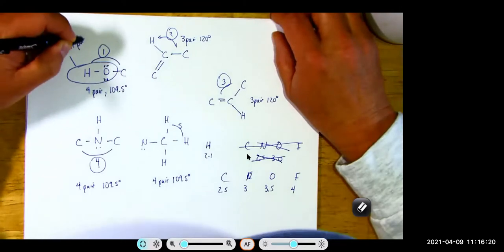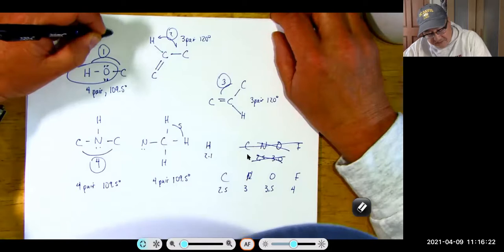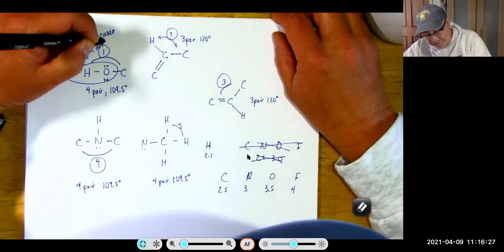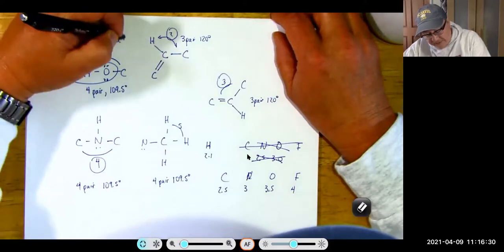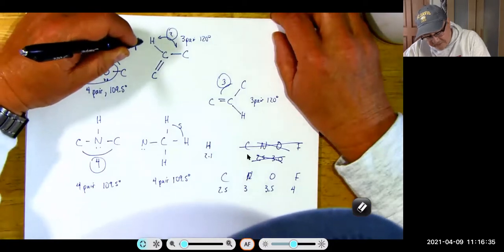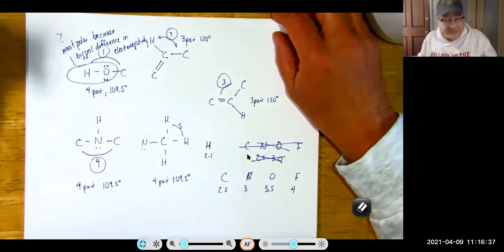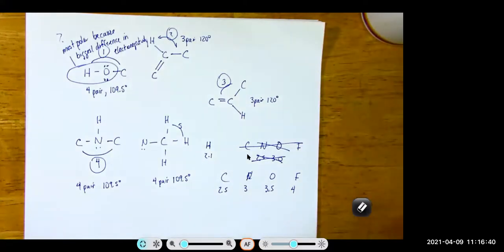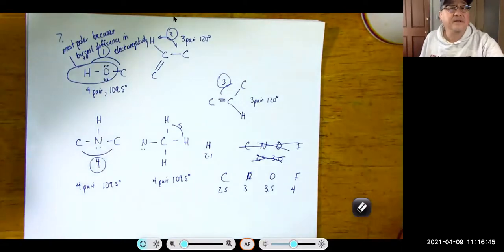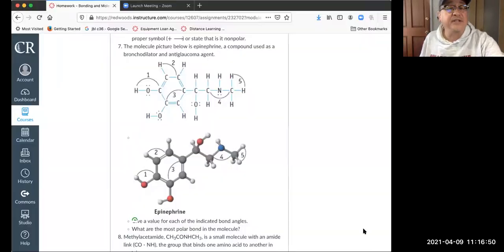Most polar because of the biggest difference in electronegativity. And that's how you do it. Biggest difference, most polar. Okay. That's straightforward. Okay, so if we go back and look at the molecule, you can see there are no fluorines there, right?